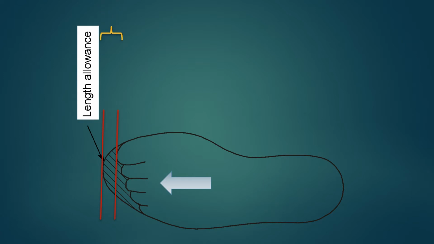This extension is usually 1 to 1.5 sizes, in other words 8 to 12 mm, but varies according to the toe shape of the last. Lasts with these normal allowances are called the classical lasts. These are the lasts on which classical shoes are made.